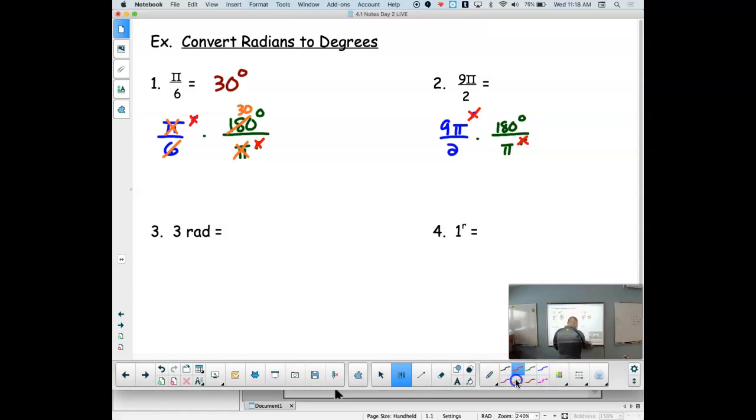Radians cancel out. 2 goes into 180 90 times. The pi's cancel out. That leaves me with 810 degrees. Love it.